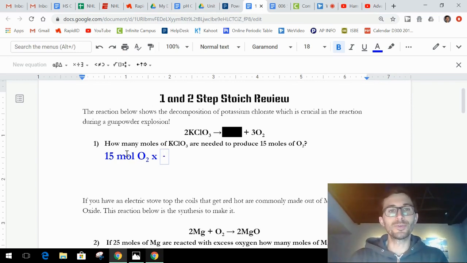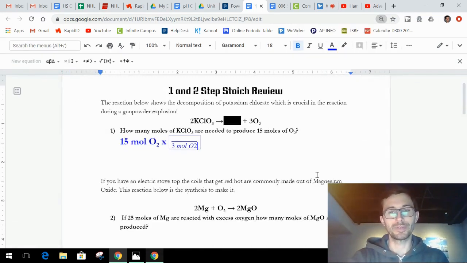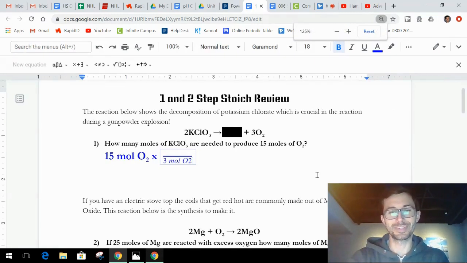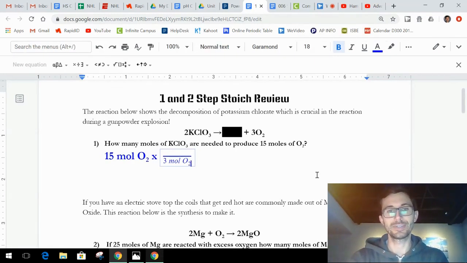So if I started with moles of oxygen, for my 1 step, I'm going from moles to moles. So right away on the bottom, I need to have 3 moles of oxygen, because that's my starting point. I started with moles of oxygen. I need to cancel out with moles of oxygen on the bottom. And again, the 3 comes from there.